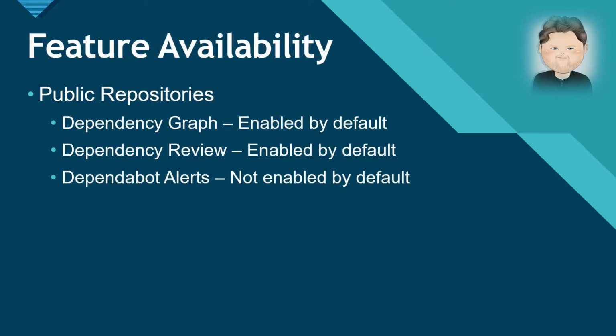So the big question is always, which of these features are available to everyone and which ones cost? Well, for public repositories, dependency graph and dependency review are enabled by default. Dependabot alerts are not enabled by default, but can be turned on.